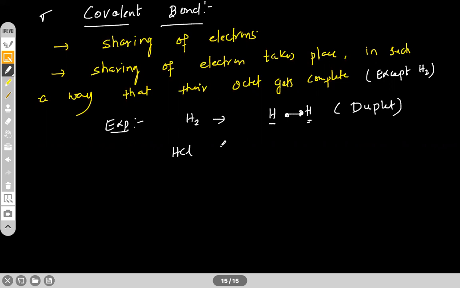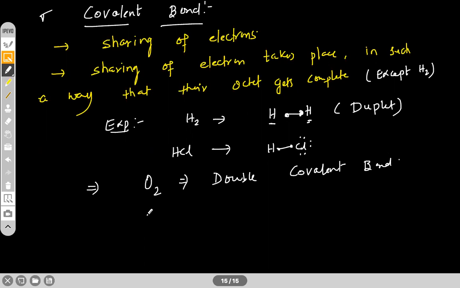If you consider HCl, in HCl the duplet of hydrogen is there, but the octet of chlorine is there because chlorine has 8 electrons. Hydrogen has only 2 electrons. Chlorine, complete octet, hydrogen is duplet. In O2, we have double covalent bond, O double bond O. And in N2, we have triple covalent bond.